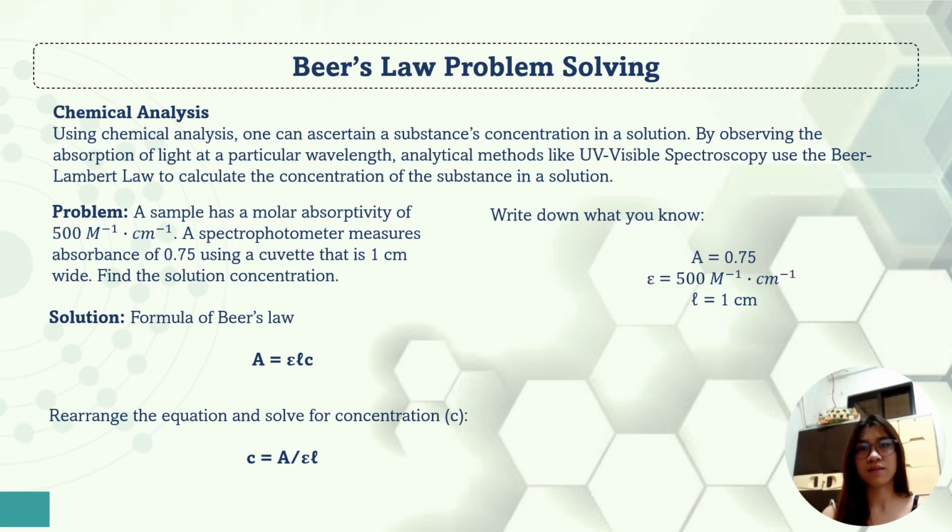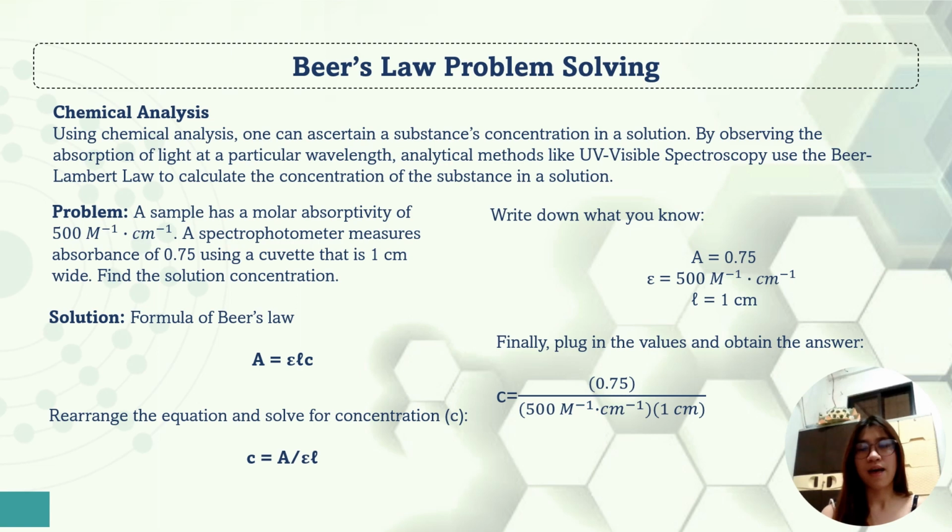And finally, plug in the values and then obtain the answer, wherein concentration is equal to 0.75 over 500 molar reciprocal times centimeter reciprocal times 1 centimeter. And we can obtain the answer, which is 0.0015 moles per liter.